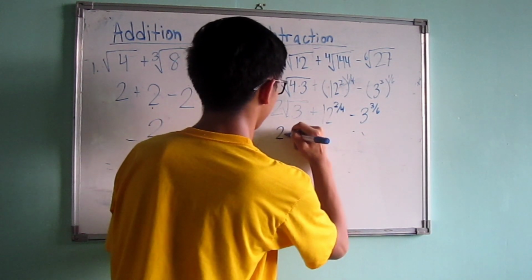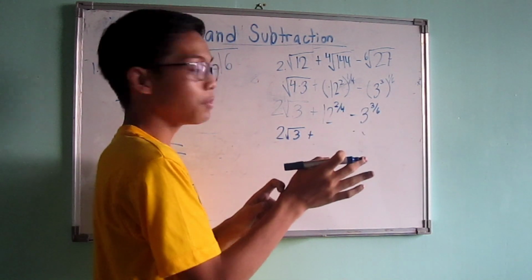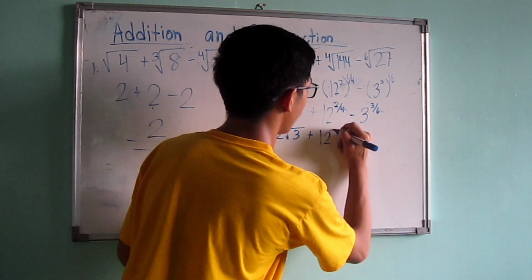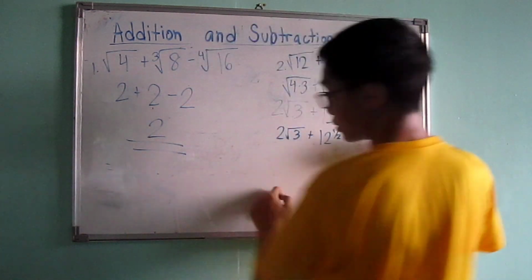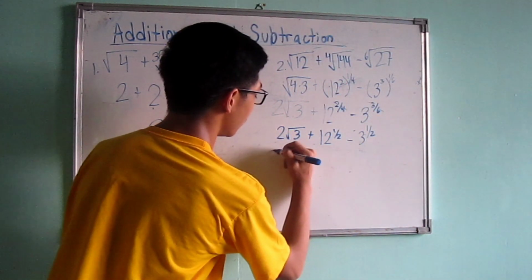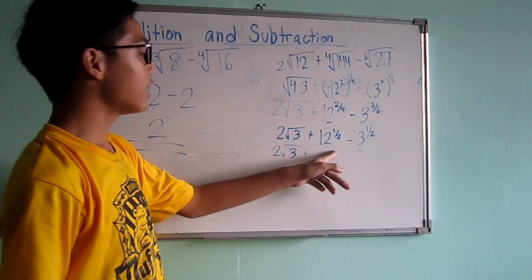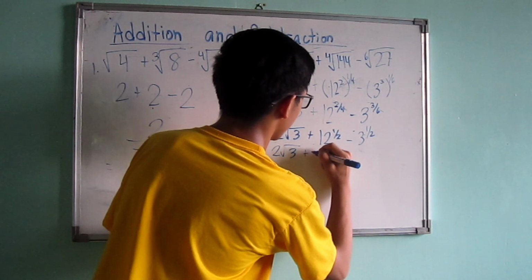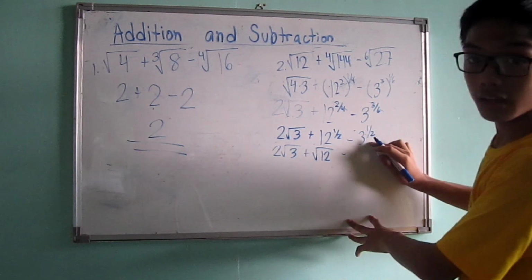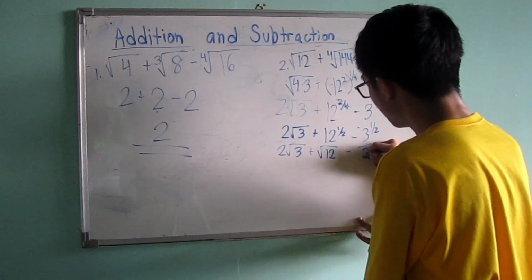So just copy this, 3 over 3 plus. Since these two can be simplified, this is being cancelled. This becomes 12 to the 1 half minus 3 to the 1 half. So next thing to do is just copy this plus, change this into a radical, so it becomes square root of 12, minus, change this into a radical, so it becomes square root of 3.